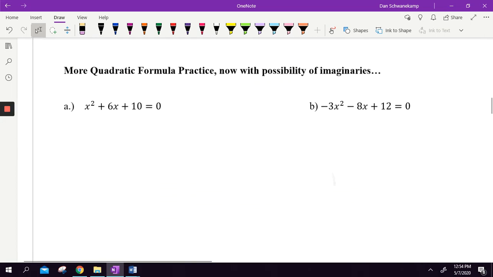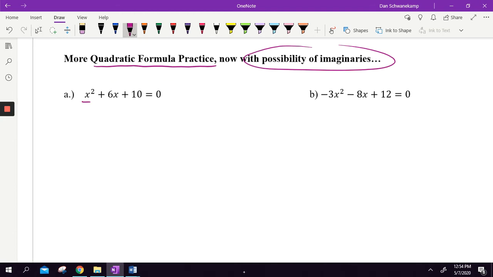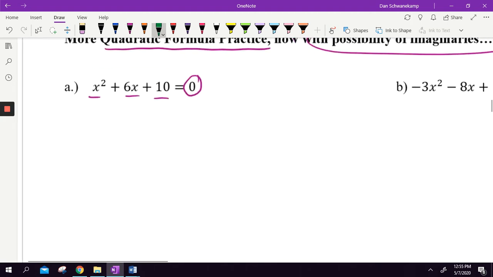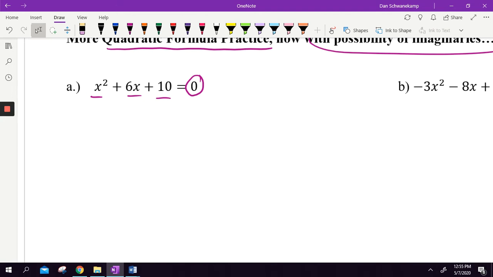All right. This time we are doing more quadratic formula practice, now with the possibility of imaginaries. It is a trinomial this time, so we need to make it equal to 0. In order to solve this, you can either use factors or quadratic formula. If we tried to factor it, 10, what numbers multiply together get me 10? Well, 10 and 1, 5 and 2. Can I use 10 and 1 or 5 and 2 to get 6? No, you can't. So we tried to factor. Factoring didn't work. So now we're going to do quadratic formula.